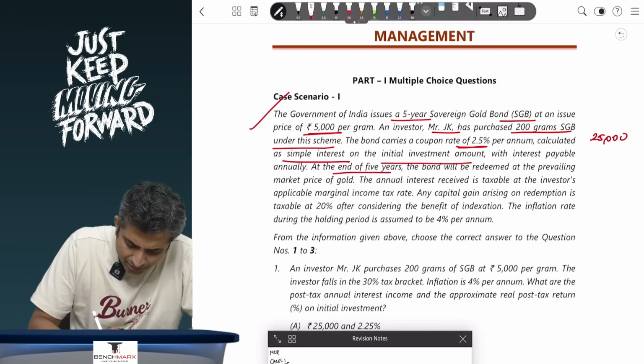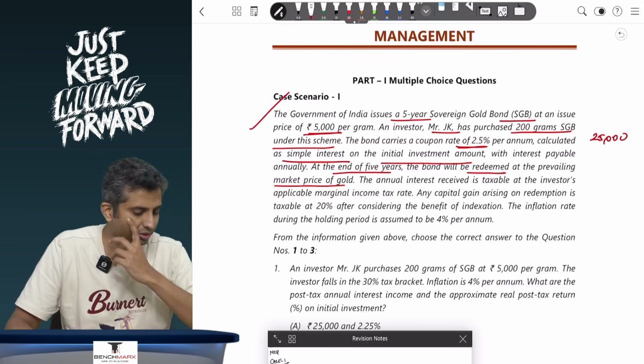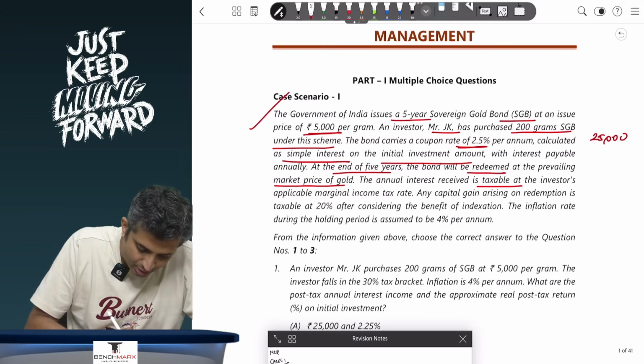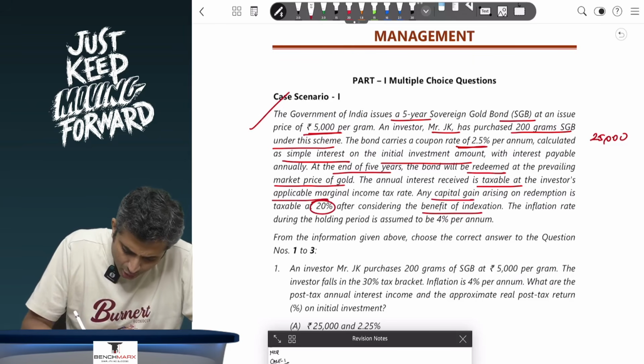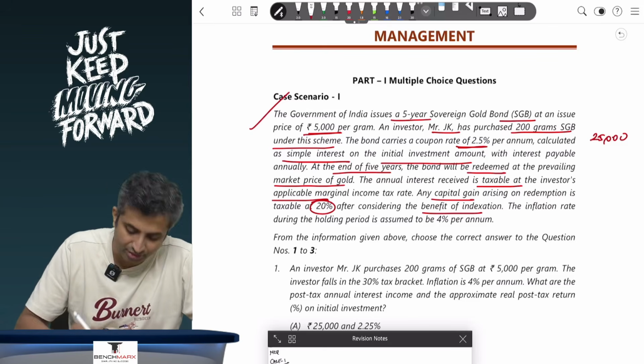At the end of 5 years, the bond will be redeemed at the prevailing market price of gold. So the redemption is not just a fixed 5,000. It is based on the market price of the gold. The annual interest is taxable at the investor's applicable marginal tax rate, and any capital gains arising on redemption is taxable at 20% after considering the benefit of indexation. Okay, so capital gains is at 20%, whereas the regular interest is at the marginal tax rate.